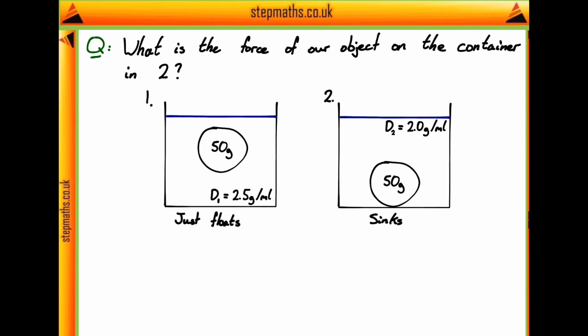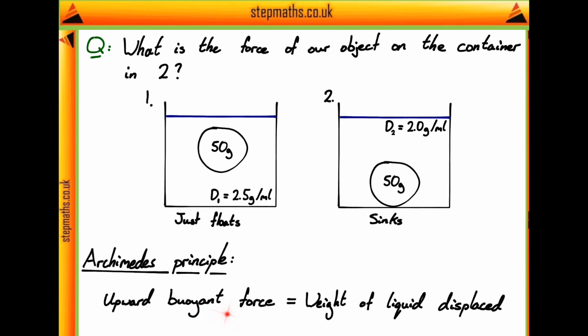So to answer this question, we might think about some of the principles and rules which we can use to help us answer it. And I've already given a bit of a hint by talking about the buoyant force acting on our 50-gram ball in this second case. And there is actually a buoyant force on the ball in both cases. That's how it's floating in the first one. And buoyant forces are generally governed, at least at this level, by Archimedes' principle. And Archimedes' principle basically states that the upward buoyant force due to a liquid is equal to the weight of liquid displaced by an object.